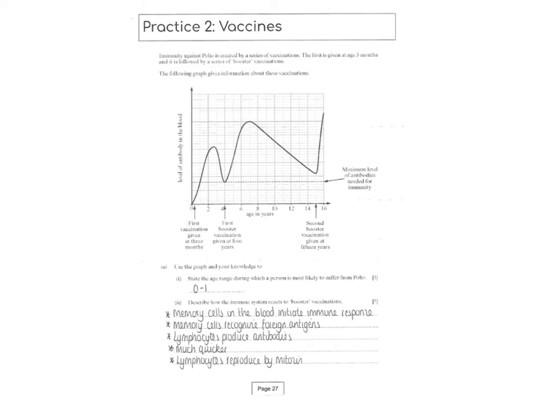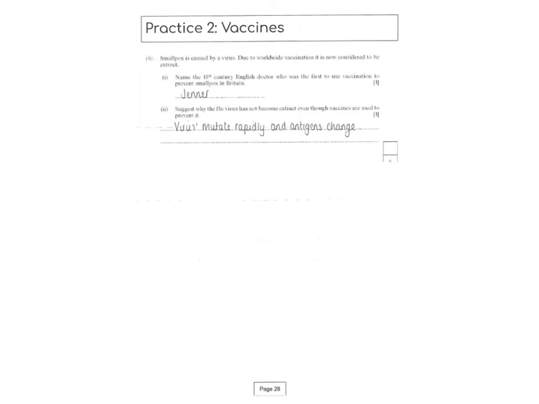Describe how the immune system reacts to booster vaccinations. Memory cells in the blood initiate the immune response. The memory cells recognise foreign antigens. The lymphocytes produce antibodies much quicker, and lymphocytes reproduce by mitosis to have lots of them to fight the pathogen off.